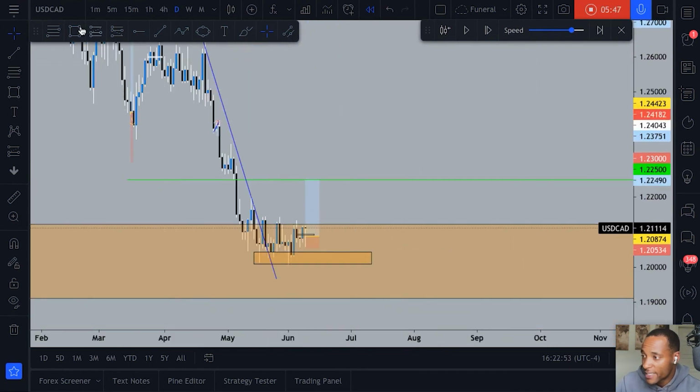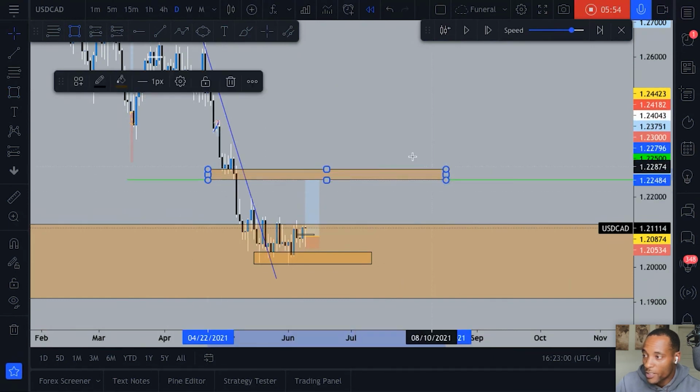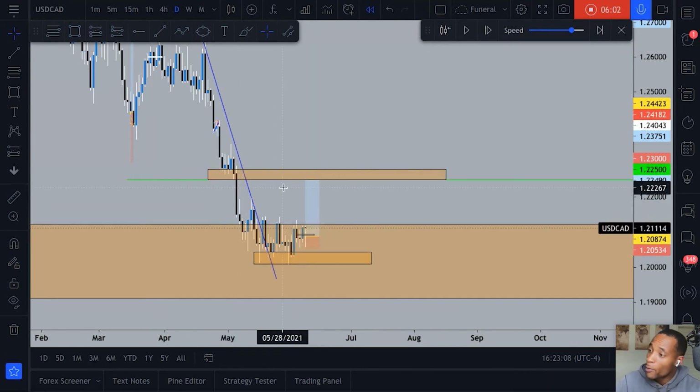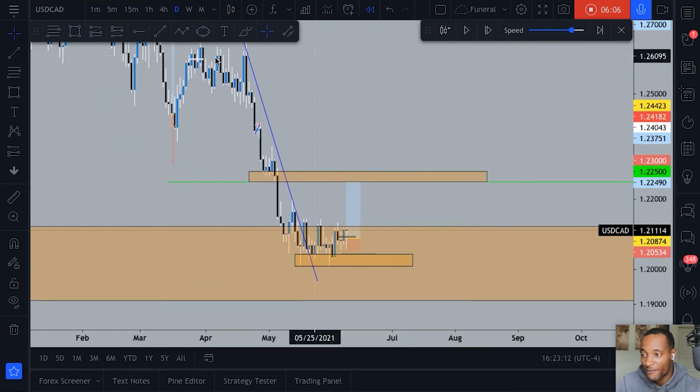Why this level? Because this is the support level that was broken. So we broke below this support level, and we want to see it get retested and respected. Whether it gets respected or disrespected doesn't really matter to me, but we want to see this price area get retested. So okay, from our higher time frames, we've identified our target.